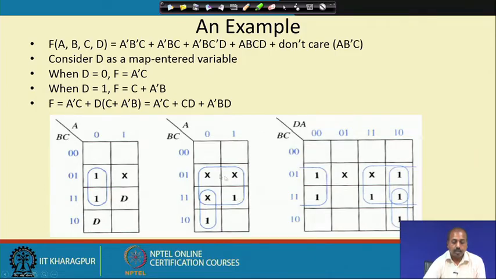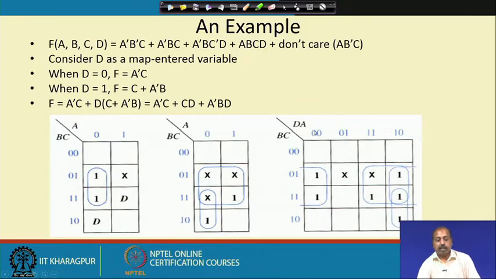Now you do a grouping, so you get one term as this one, which is nothing but c. And from this pair you will get a bar b. So c plus a bar b, and this map is coming when d equal to 1, so it is multiplied by d. Then if you expand it, you get a bar c plus c d plus a bar b d.